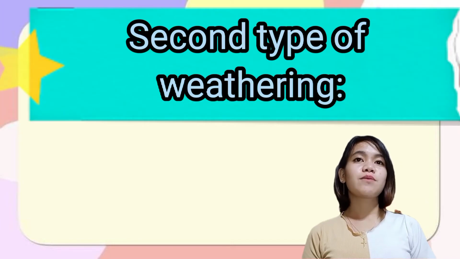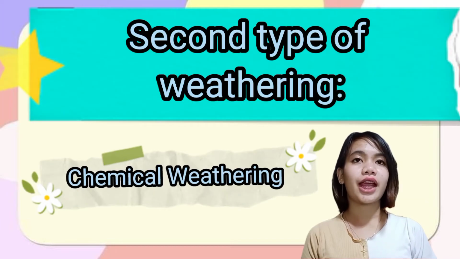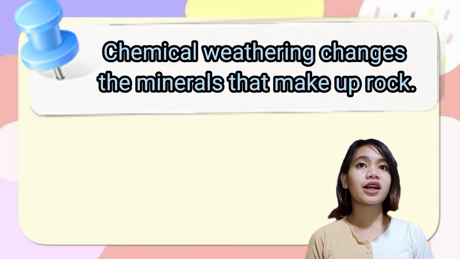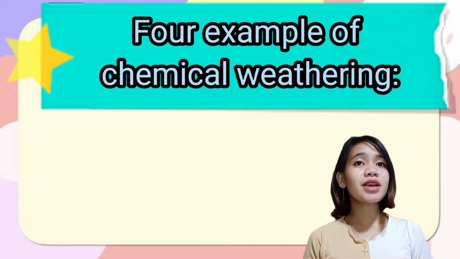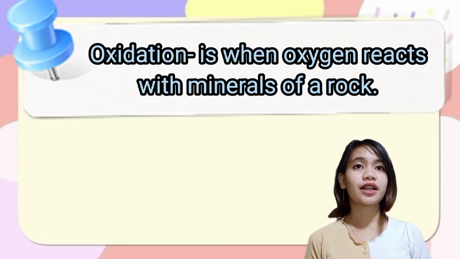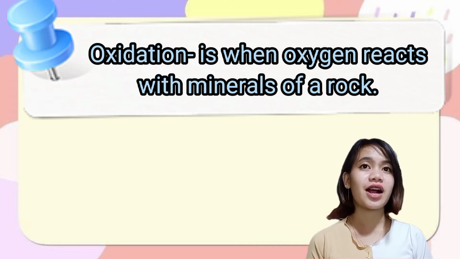The second type of weathering is the chemical weathering. Chemical weathering changes the minerals that make up rock. And in chemical weathering, there are four examples. First is the oxidation. Oxidation is when oxygen reacts with minerals of a rock.